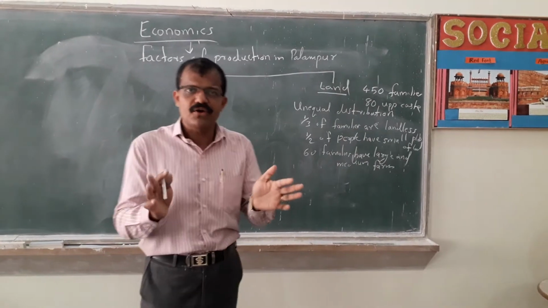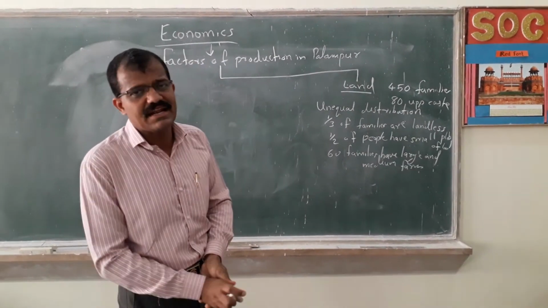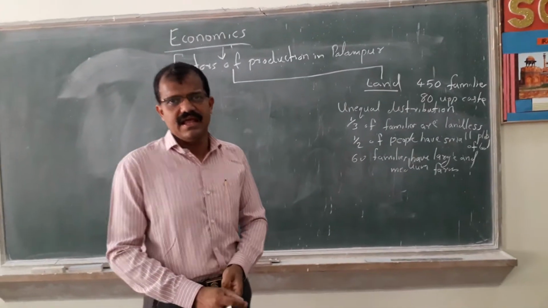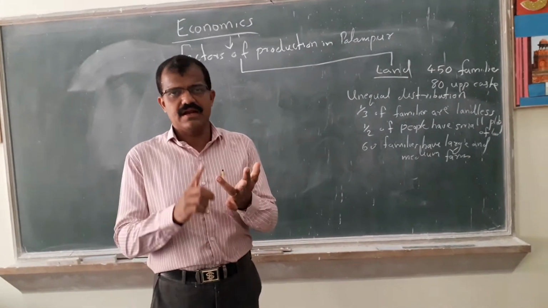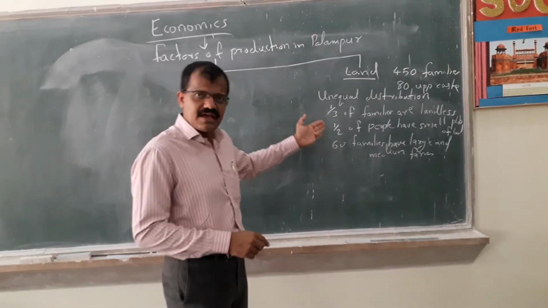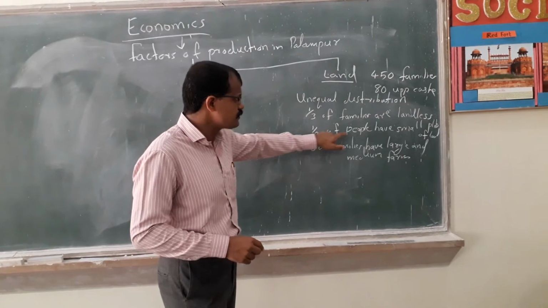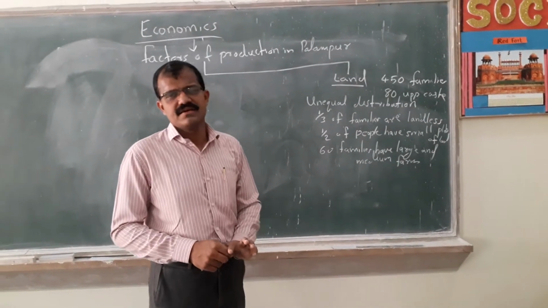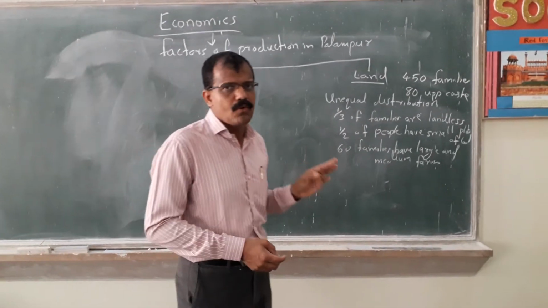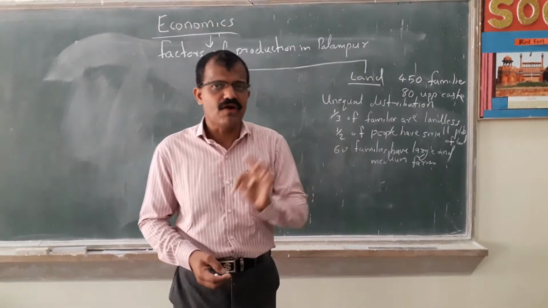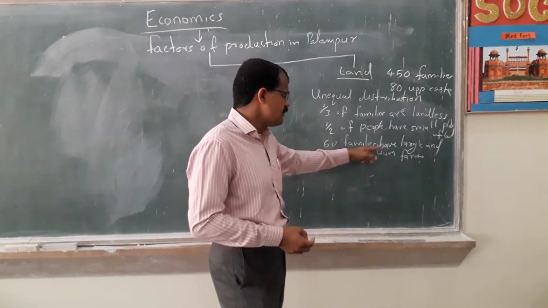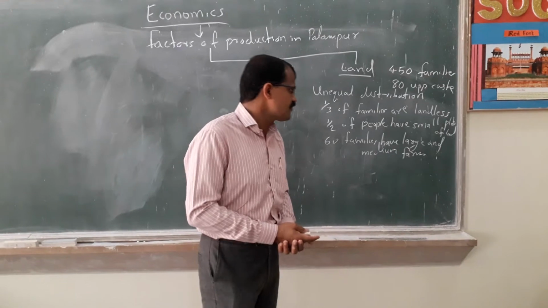They are mainly depending on labor work or other non-farming activities, like the domestication of animals or running a shop. Then half of the people have small plots of land. They are small farmers. And finally, 60 families have large and medium farms.